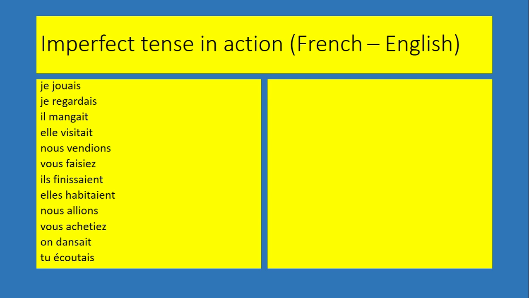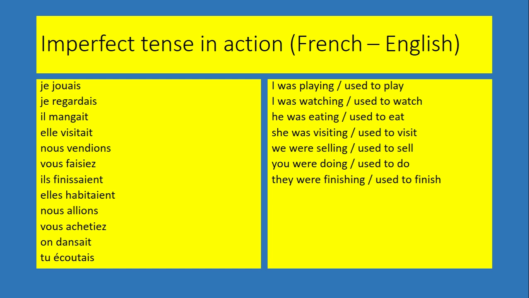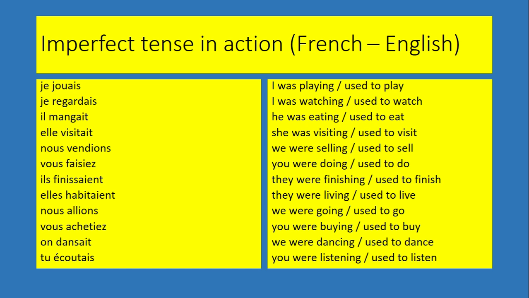Okay, so can you translate these from French to English? Grab a piece of paper or say them out loud. Why not press pause before I give you the answers? Okay, here are the answers. So as you can see, don't forget the imperfect tense can be translated two ways. I was playing, used to play, I was watching, I used to watch, etc.